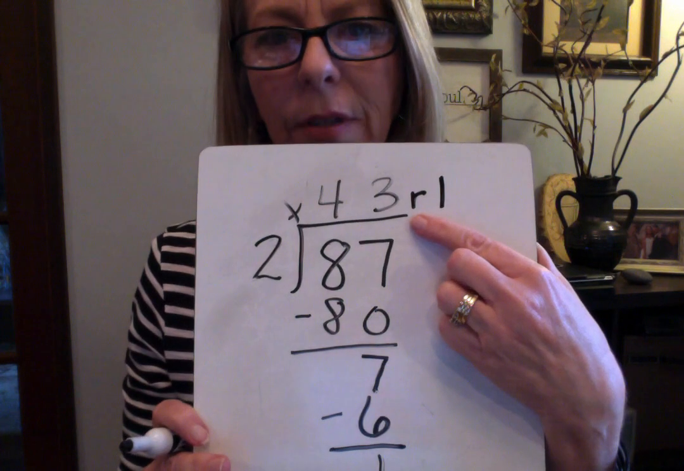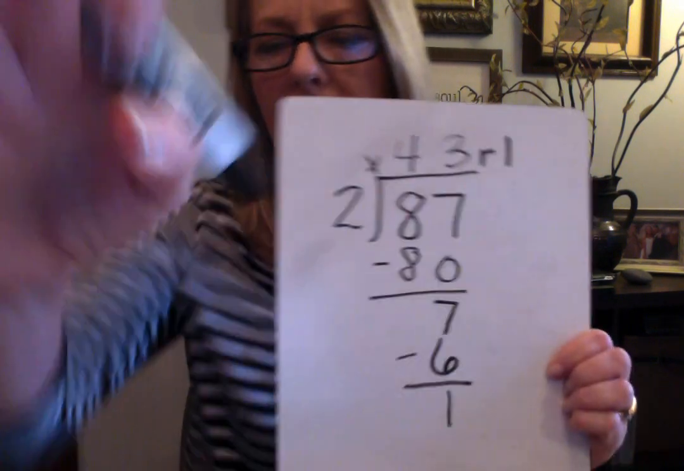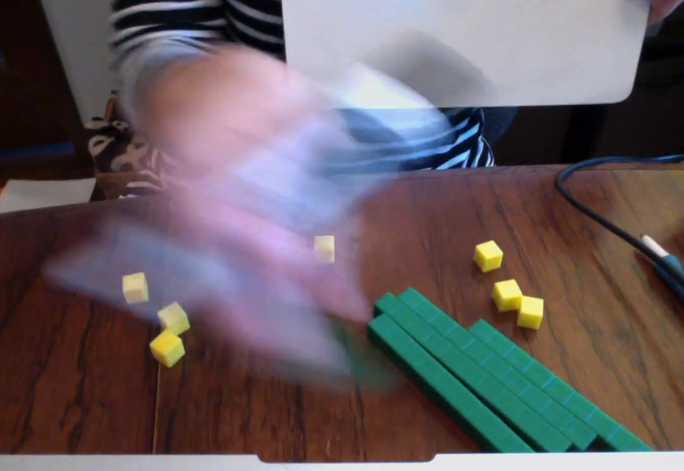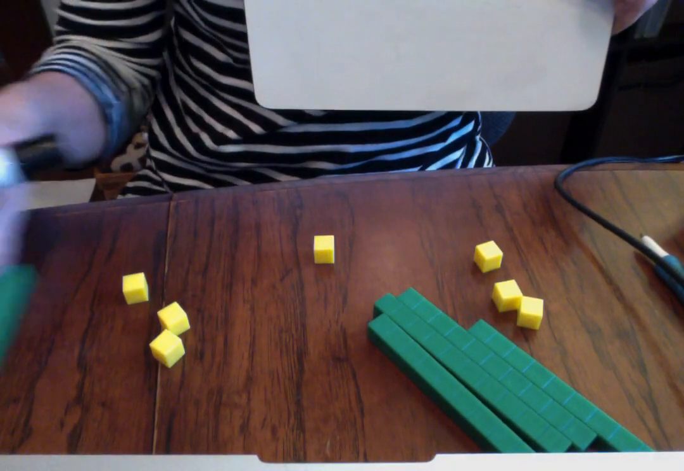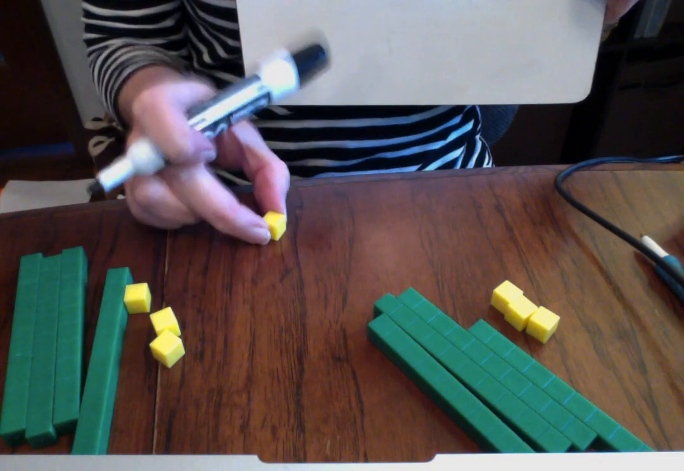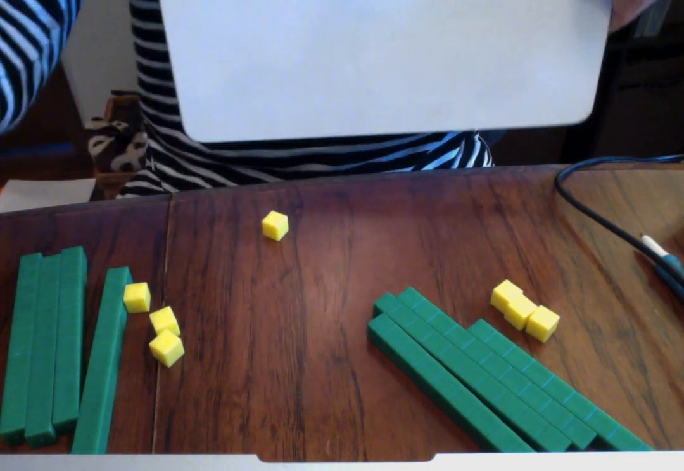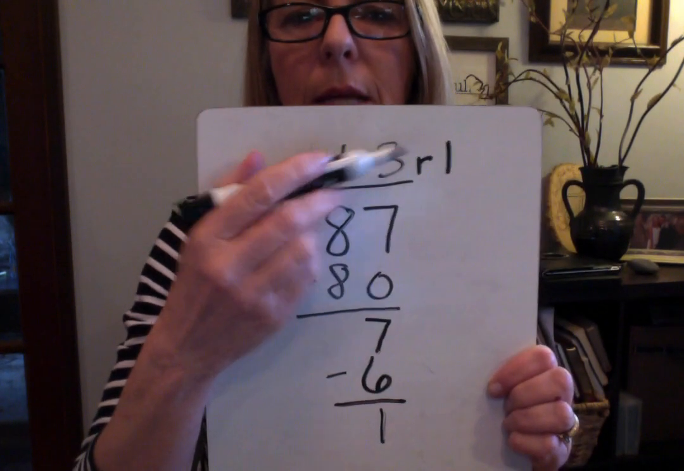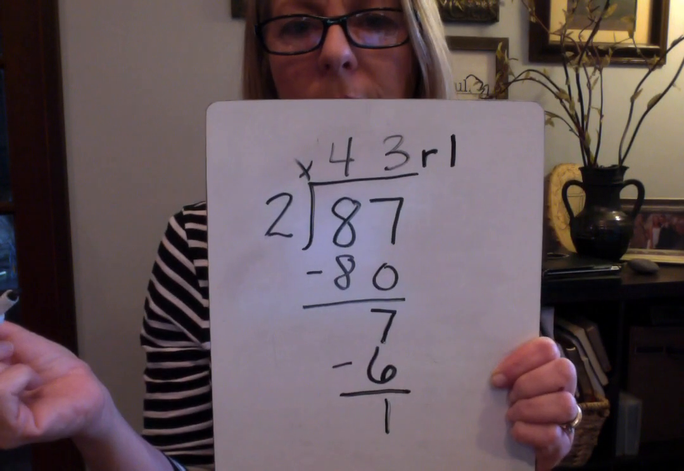It means leftover, okay? So when I split my M&Ms up, remember I had 4 10s in each set, and then I had 3 1s in each set, and then I had 1 left over. So look at my answer up here. I have 4 10s and 3 1s and 1 left over.